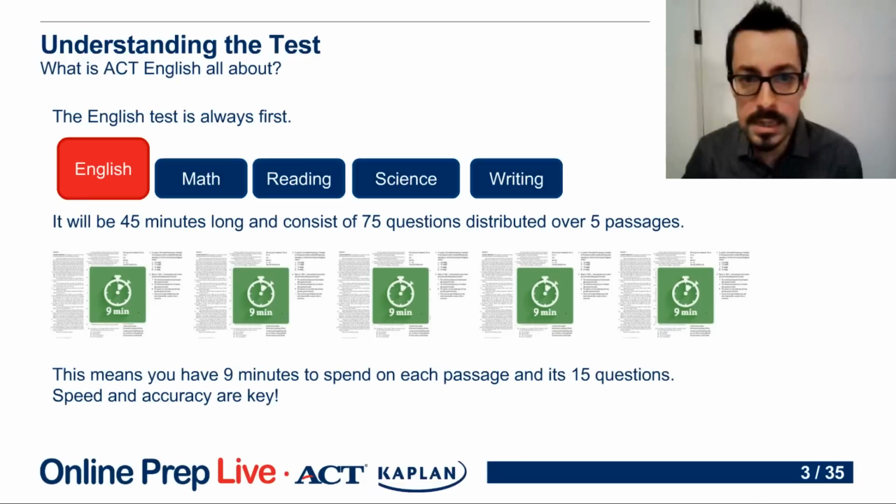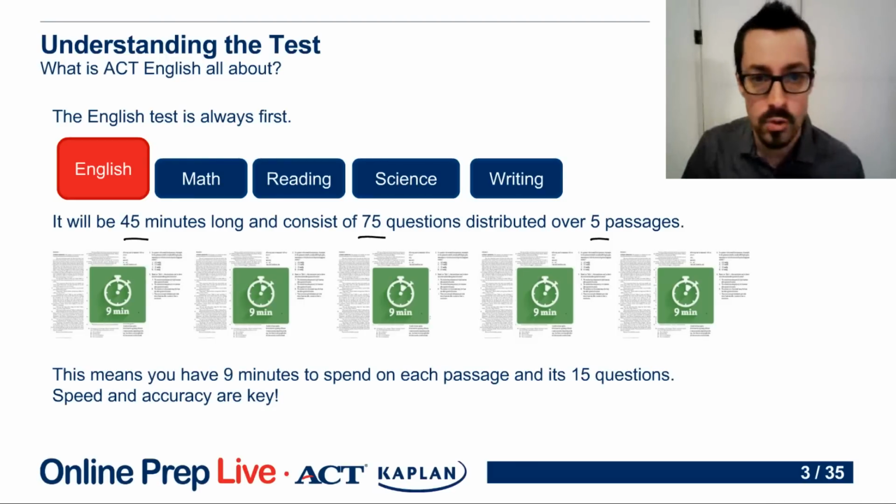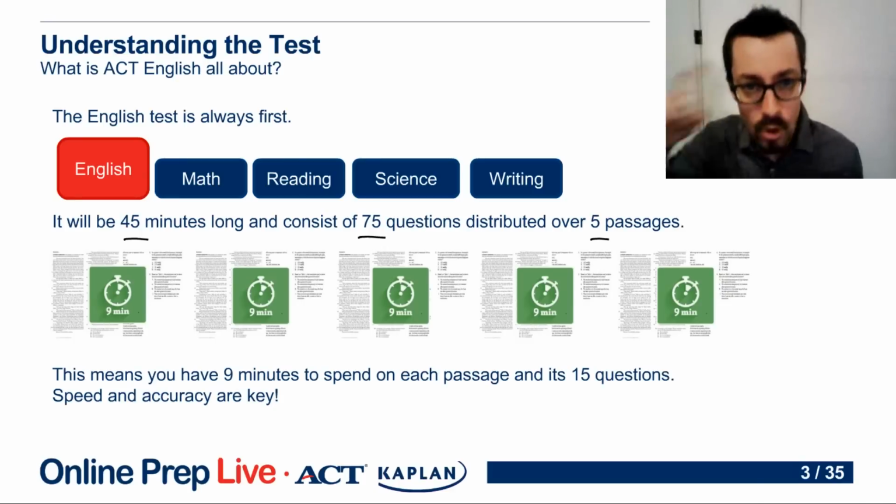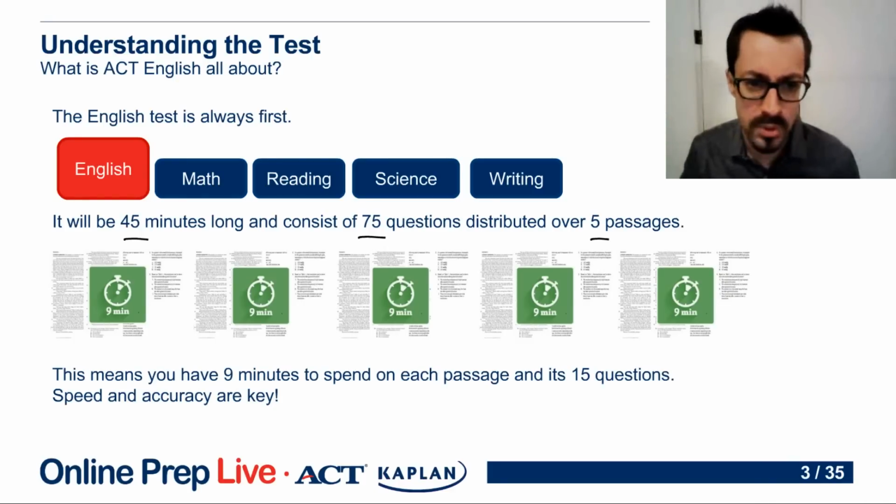But the one thing to really notice about the English section is how many questions we have to do. Which you see right there, 75 questions over 5 passages, and we have just 45 minutes in which to do this. So we really got to watch our time when we're doing this. And that's why it's important to prep. It's important to know what's coming, because the more you know what they're going to ask you about, the more you have that on automatic pilot for test day, the easier it will be to breeze through these questions.